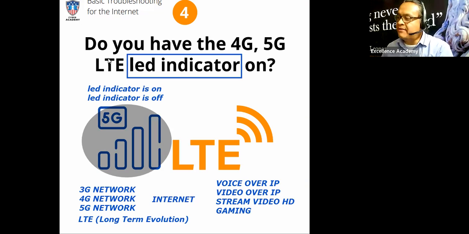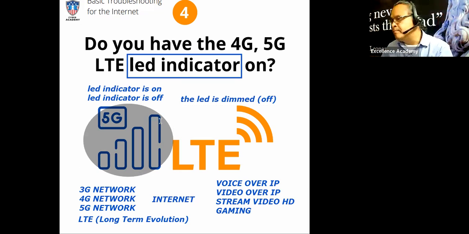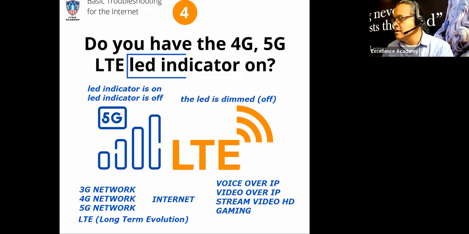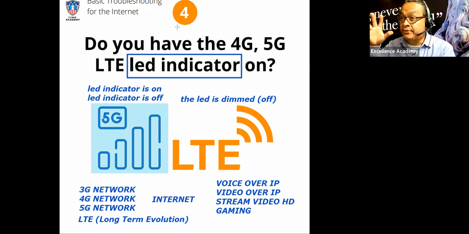So I would say here, Mr. Customer, can you check, do you have the 4G LTE indicator on? And if it's like this, if it's dimmed, so we say here, the LED is dimmed. That means it is not on. There is no light. It's dimmed, right? There's no light on. Then that means that it needs to be turned on. So can you please make sure that it's on? If it's on, maybe it's going to turn a different color, maybe white or blue, or it's going to have a different color when the LED indicator is on.